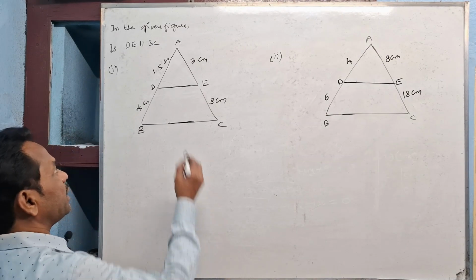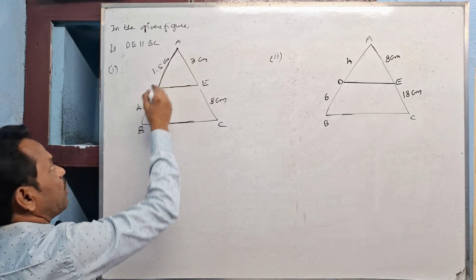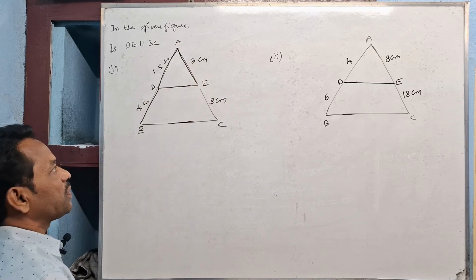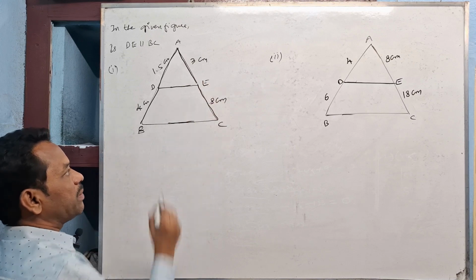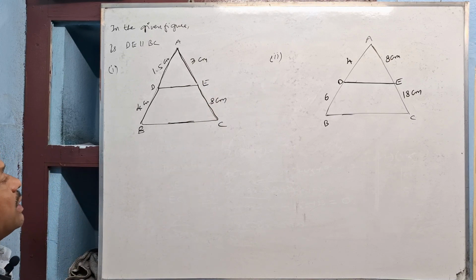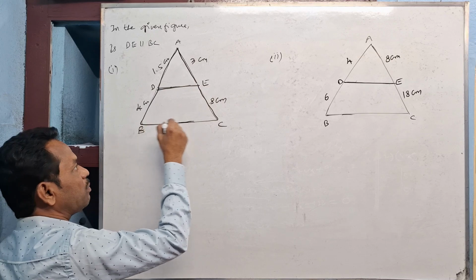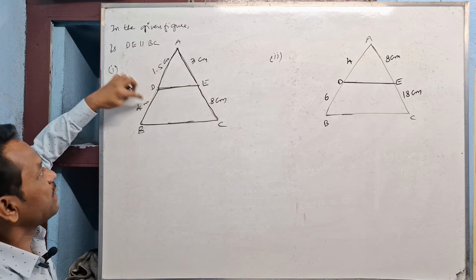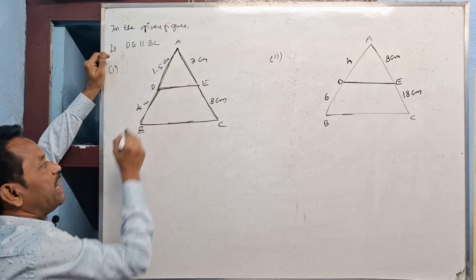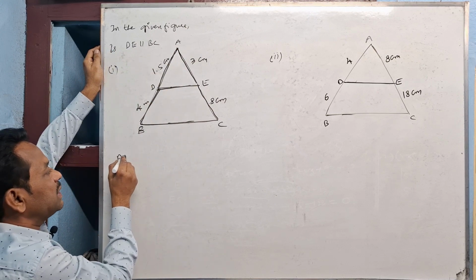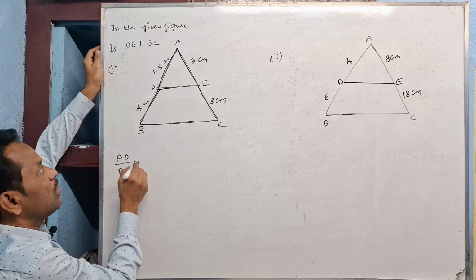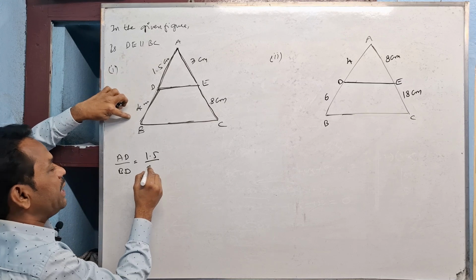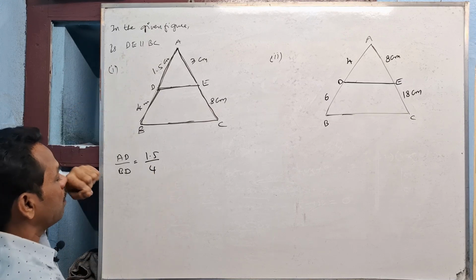Children, in this question it is given that AD equal to 1.5 centimeter, BD equal to 4 centimeter, AE equal to 3 centimeter, EC equal to 8 centimeter. And we need to check whether DE is parallel to BC. So first, let us find the ratio of these sides. Let me find first AD by BD, where AD is 1.5 and BD is 4 centimeter.